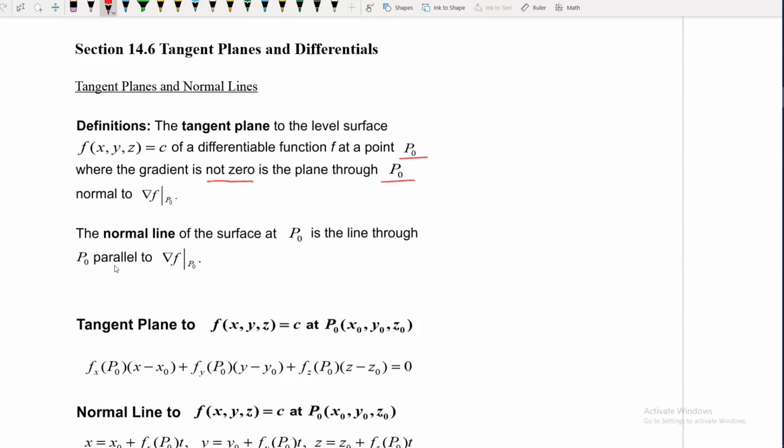The normal line of the surface at p naught is a line through p naught parallel to the gradient of f at this point p naught. Tangent plane to f of x, y, z equal to c at p naught, so here we have x naught, y naught, z naught. Here is partial derivative of f with respect to x of p naught multiply x minus x naught plus partial derivative of f with respect to y of p naught multiply y minus y naught plus partial derivative of f with respect to z of p naught times z minus z naught equal to 0.